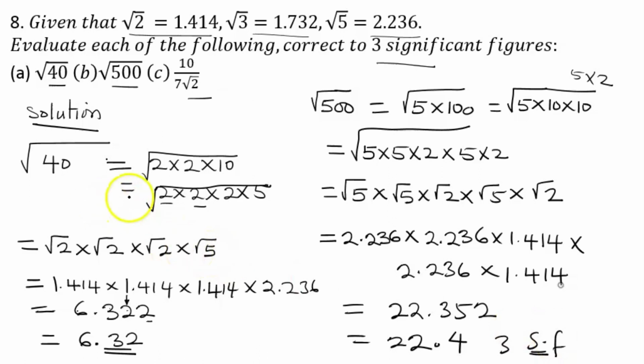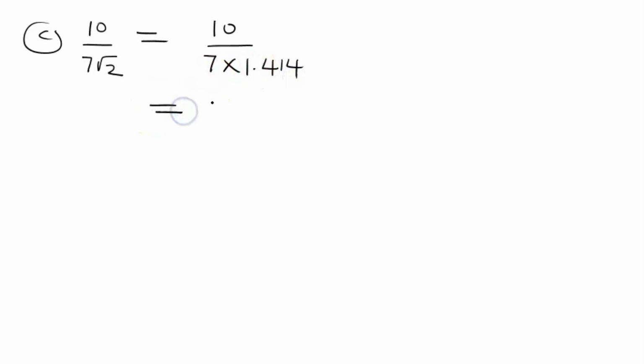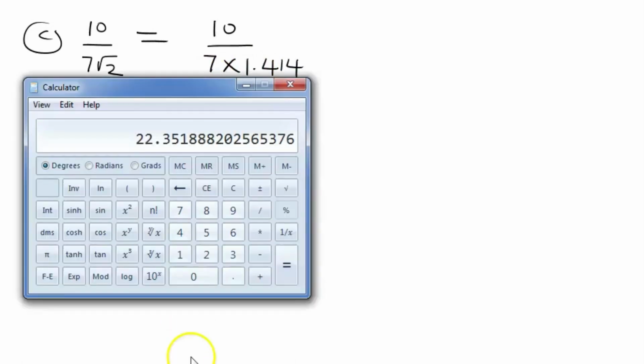Let's take the last one, which is the C. Root 10 divided by 7 root 2. Right. So the C part of this particular problem is saying, what is 10 divided by 7 root 2. Right. So in this case, you see that we have 10, of course. Then we have 7 multiplied by root 2. Root 2 is giving us 1.414 already by the examiner. Okay, so let's quickly do this and see what we are going to get.